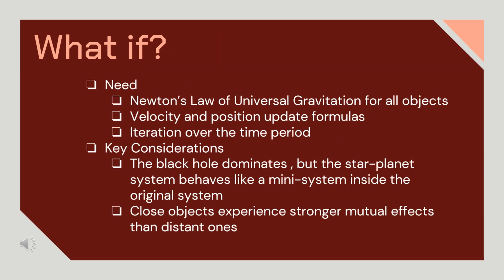Now for the answers for the what-if section. What we need is Newton's law of universal gravitation for all objects, the velocity and position update formulas, and iteration over the given time period. Key considerations are that the black hole dominates, but the star-planet system behaves like a mini-system inside the original system. Close objects experience a stronger mutual effect than the distant ones.